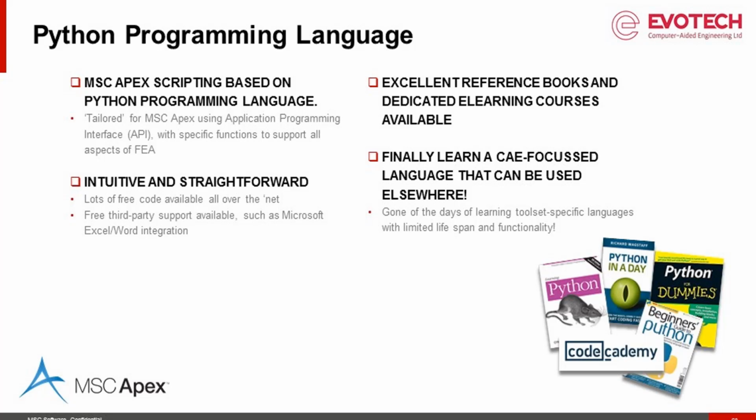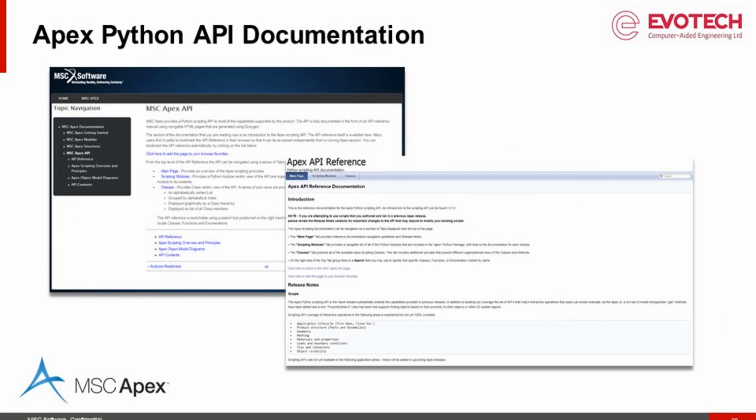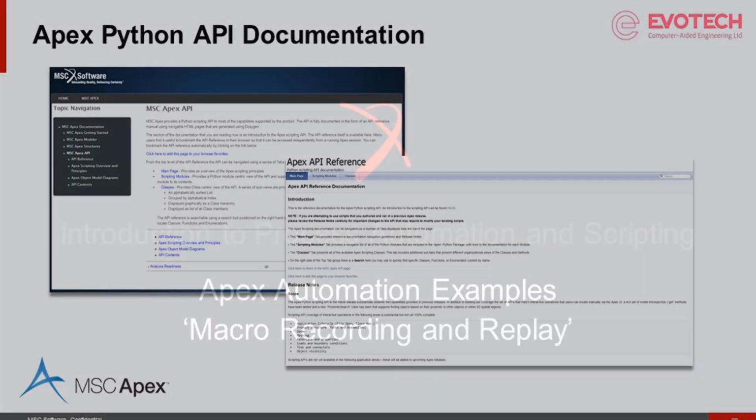And then finally, a CAE focused language that can be used in many other applications, so gone are the days of learning toolset specific languages with limited lifespan and functionality. Within MSC Apex we have the full Python API documentation, so all functions are supported, or rather referenced in this help documentation, so you can refer back to understand what's going on at all levels.